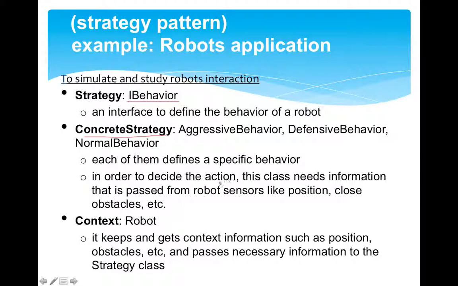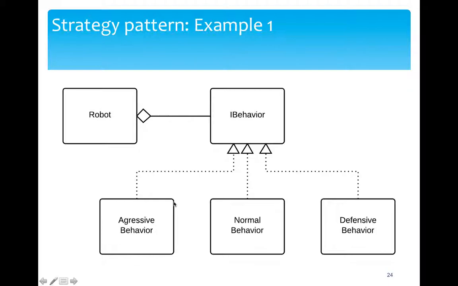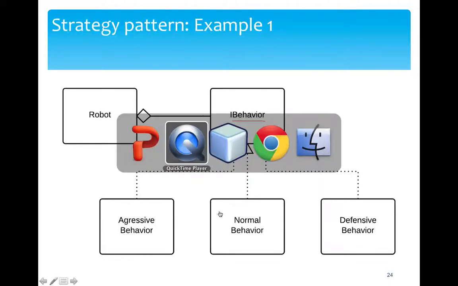In order to decide the action, the context needs some information like robot sensors, the position, the obstacles and so on. Depending on the situation, one of the behavior algorithms will be used, and then the context robot uses the strategy. Here is a UML diagram for that. The robot is a context which owns a strategy variable, and then one of the behaviors is set to the variable, and the robot simply calls the behavior, then whatever is set will be run for the robot.